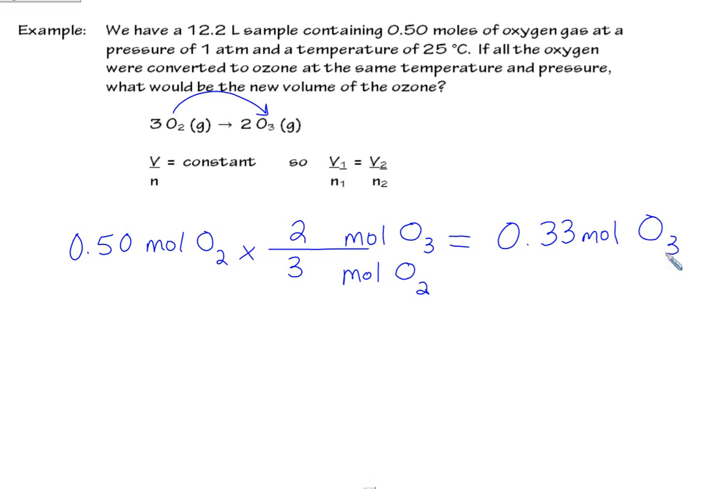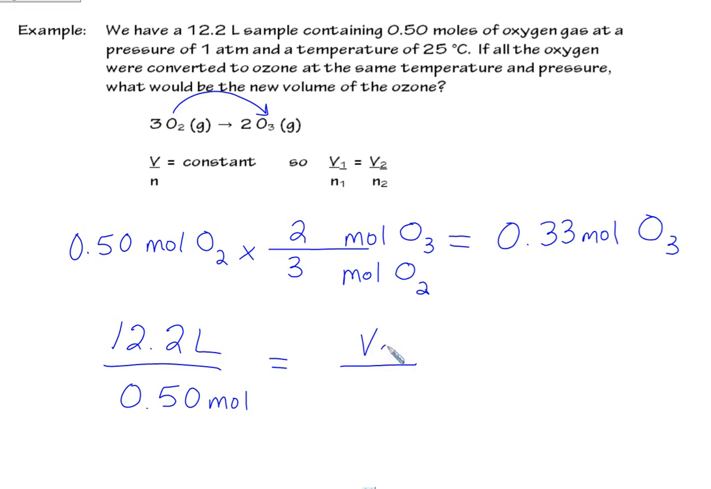The original volume was 12.2 liters, and that was per 0.5 moles. All other conditions are the same. Temperature and pressure are the same. I just have less particles now. I want to solve for the new volume with only 0.33 moles. So we plug this in our calculator.